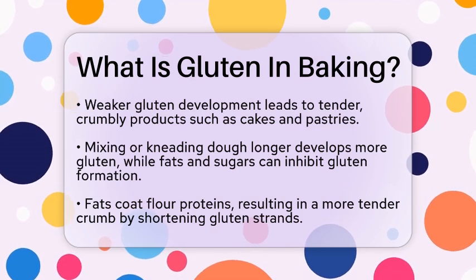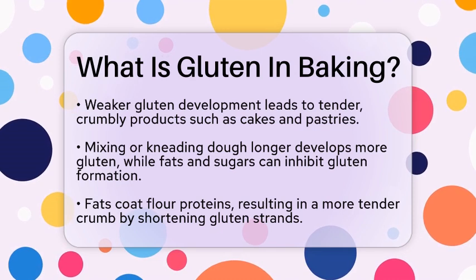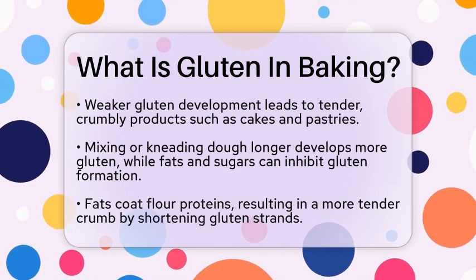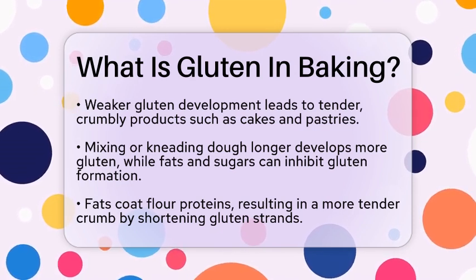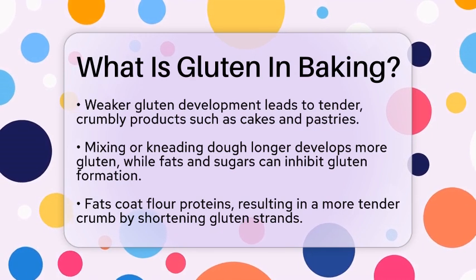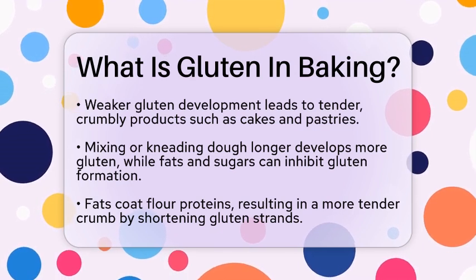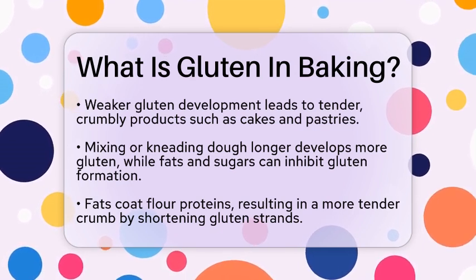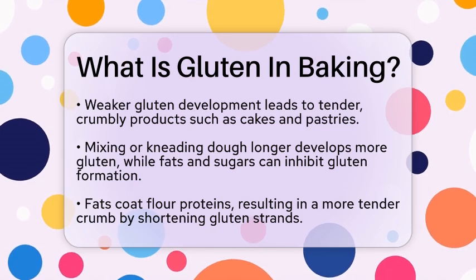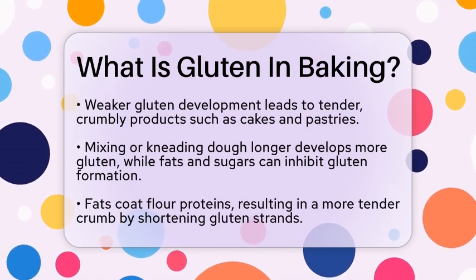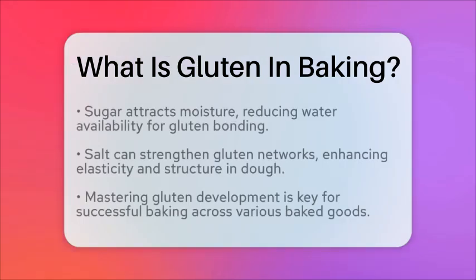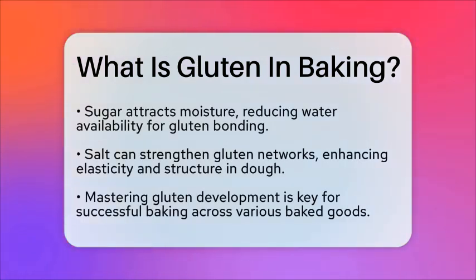However, adding fats or sugars can inhibit gluten formation. Fats, often called shortening in baking, coat the flour proteins and shorten gluten strands. This results in a more tender crumb. Sugar also plays a role by attracting moisture, which leaves less water available for gluten proteins to bond. Interestingly, salt can strengthen gluten networks by interacting with the proteins, enhancing the dough's elasticity and structure.